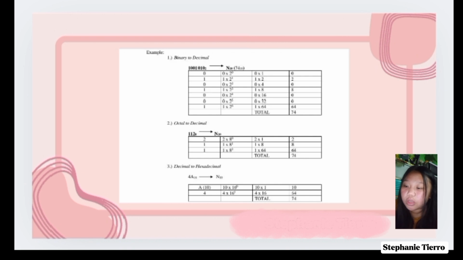And next, yung octal to decimal, same procedure lang sila hanggang sa makuha mo yung 74. Pati rin yung sa may decimal to hexadecimal. Hanggang sa makuha lang natin si 74. Ayan, okay na siya.